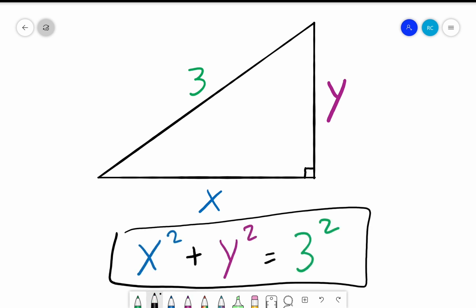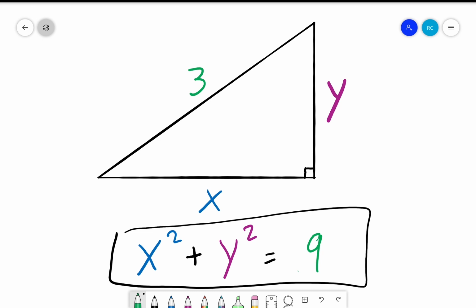So even though we don't know what x and y are, we do know from the Pythagorean theorem that x squared plus y squared equals the hypotenuse 3 squared. So we could also say x squared plus y squared equals 9, which is 3 squared. Both of those are totally fine.